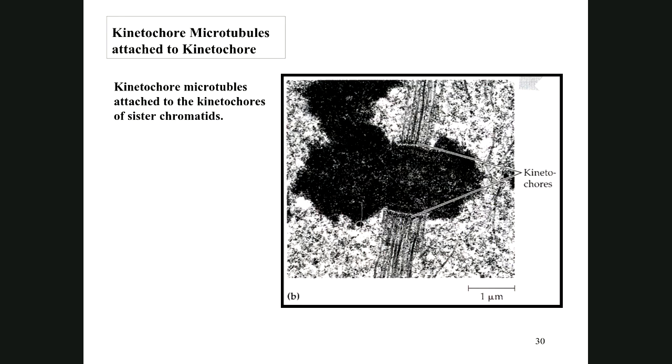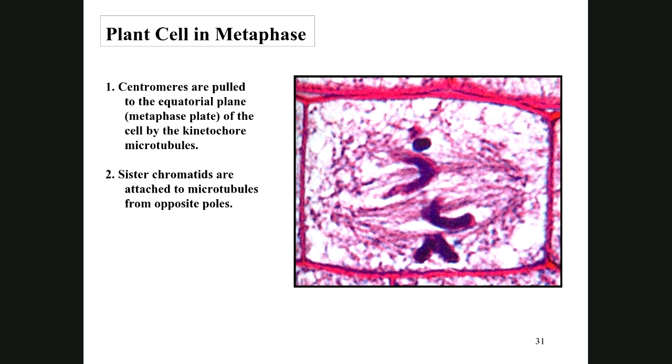Here's that picture we saw a minute ago, kinetochore microtubules attaching to the kinetochore. And here you go. You can see the spindle apparatus here. You can make out the shape of tubules going from one side to the other. But this is in metaphase.